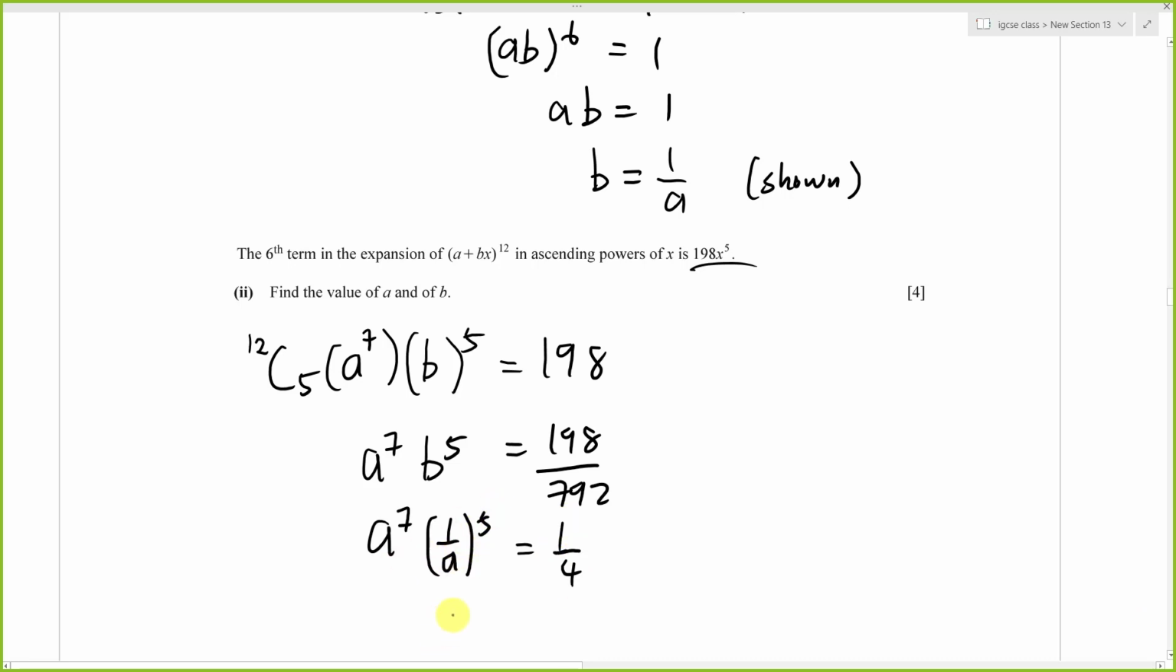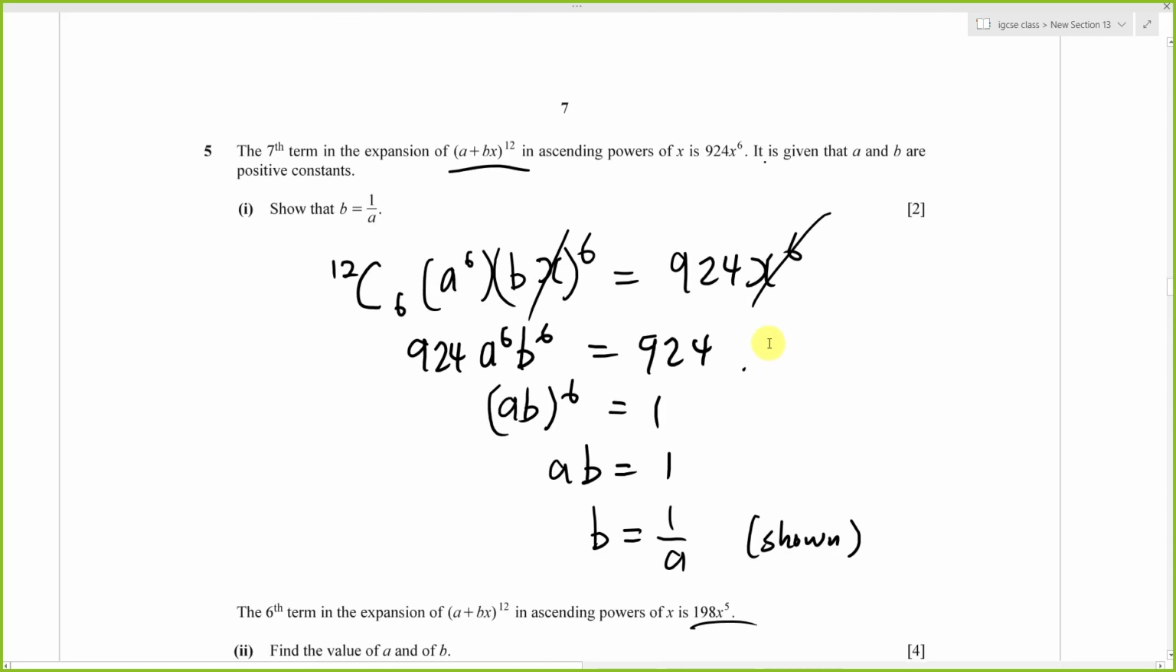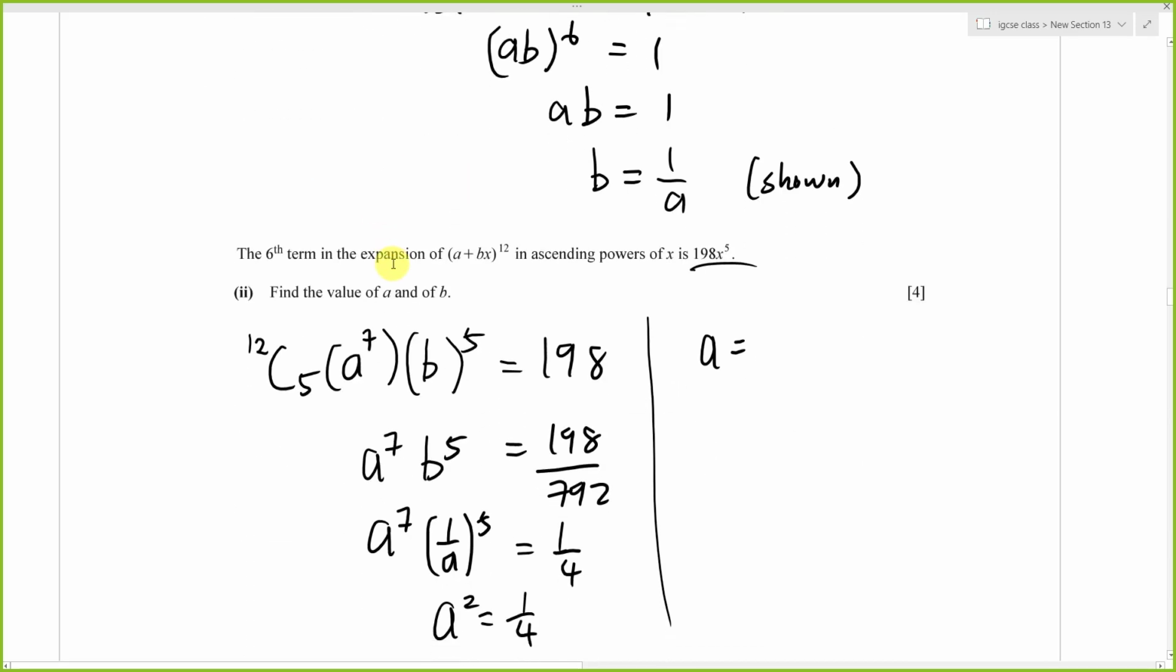So this one I simplify, I get a squared equals 1 over 4. Then my a should be positive or negative 1 over 2. But I want to see, does the question say they want positive numbers only? Yeah, they want positive constants. So therefore, my a is 1 over 2. My b is 1 divided by 1 over 2, so my b is 2. Yeah, I solved it for a and b easily.